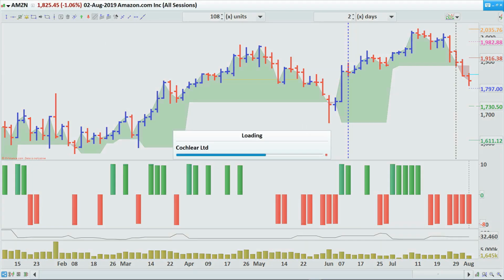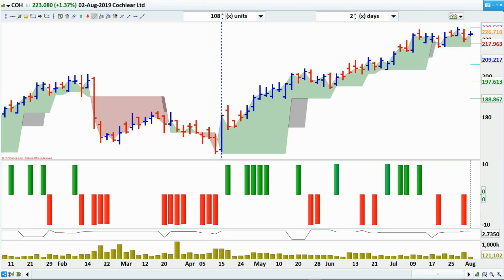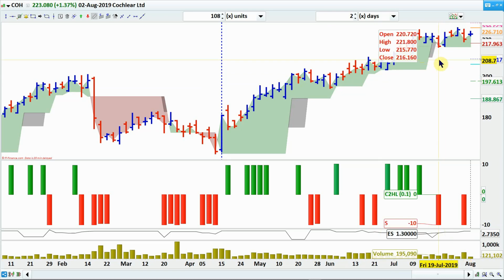Then we go to Cochlear. This signal came here, but the low was not taken out by the 1.3.